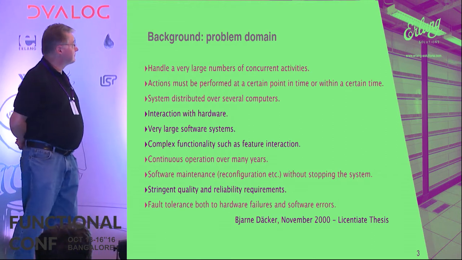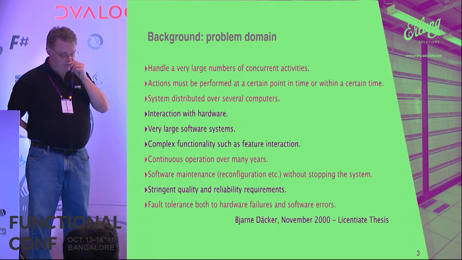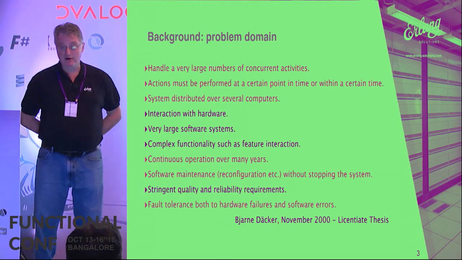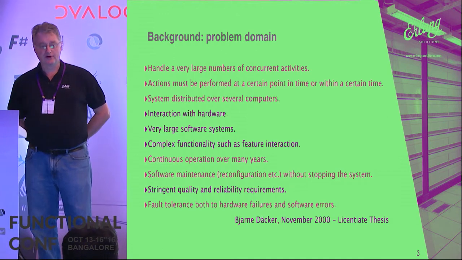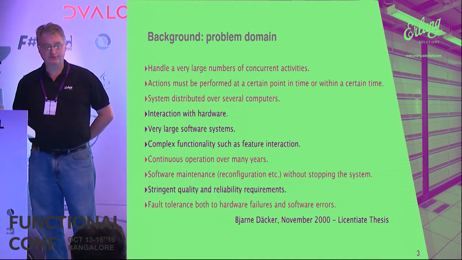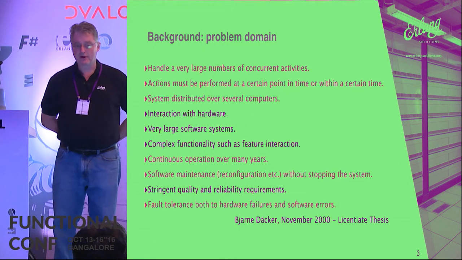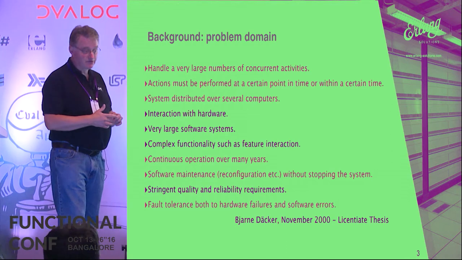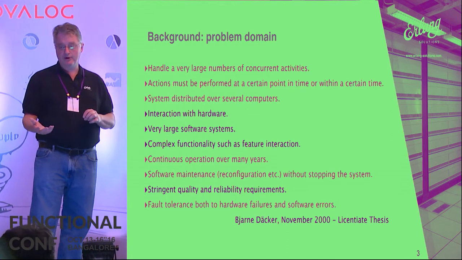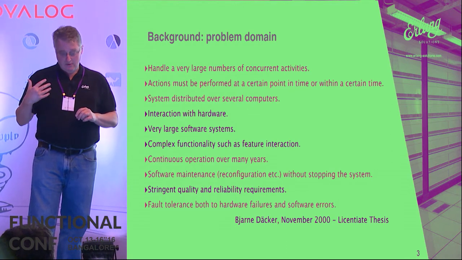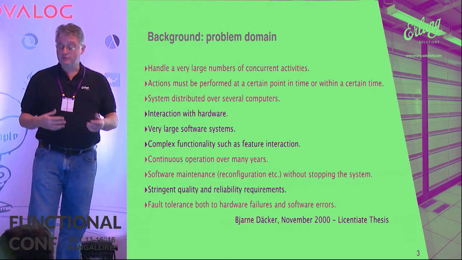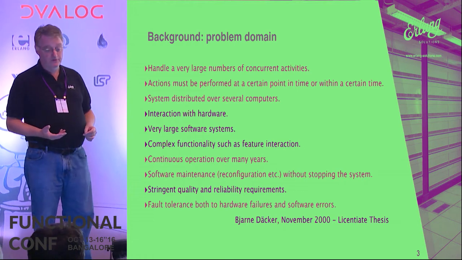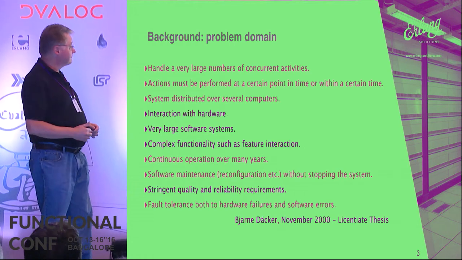This is the most difficult bit, and some of the points here are very general. So yeah, we have a large number of concurrent activities. We were thinking in those days of switches with maybe hundreds of thousands of connections to them, maybe tens of thousands of calls going on, so there's a lot of stuff going on at the same time, concurrently. You have timing constraints. Things must occur at certain times and be completed within a certain time. You have distribution. And further down, we have the last one, fault tolerance.